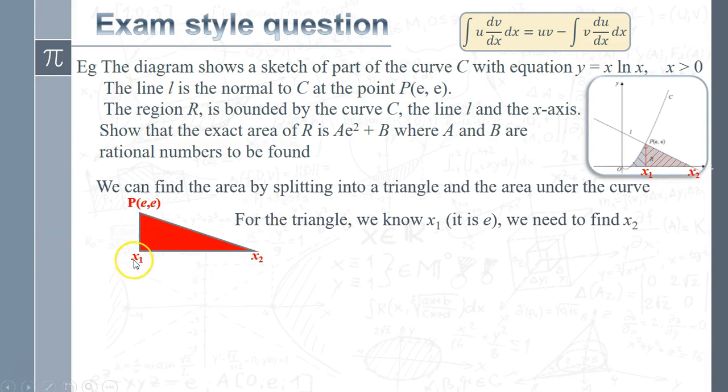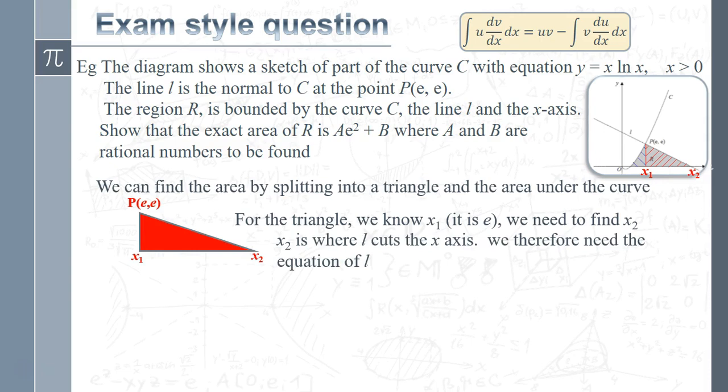Clearly x1 is fairly straightforward. It's just the x coordinate here, so we know that's e. Clearly we've got to find x2, and that will be the point where that straight line hits the x-axis. So we're going to need the equation of the line. The first thing we have to do is find the equation of L.